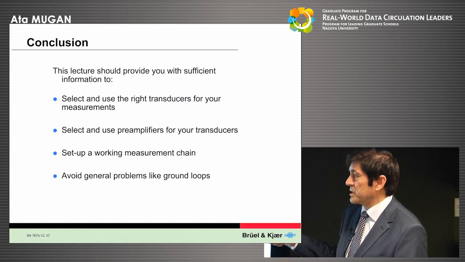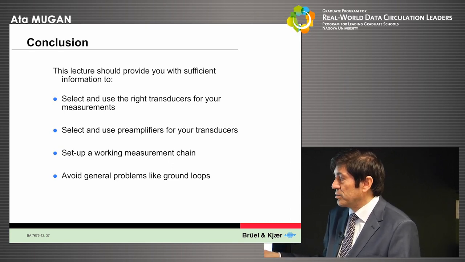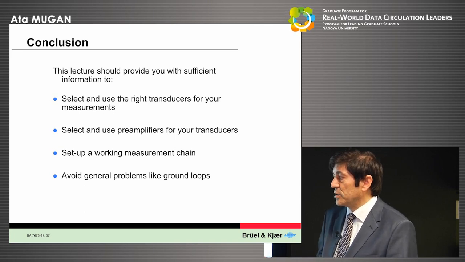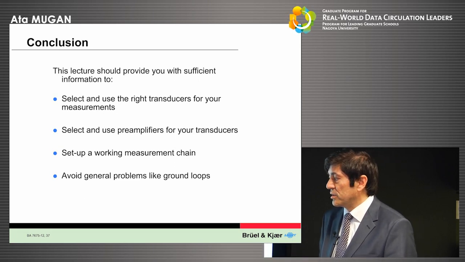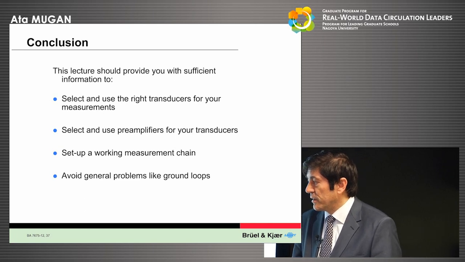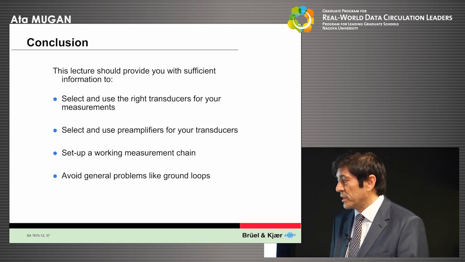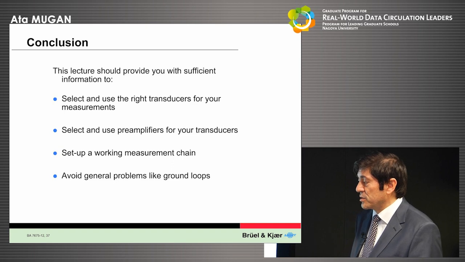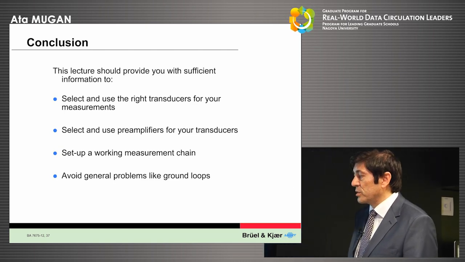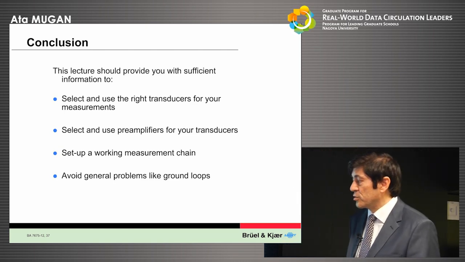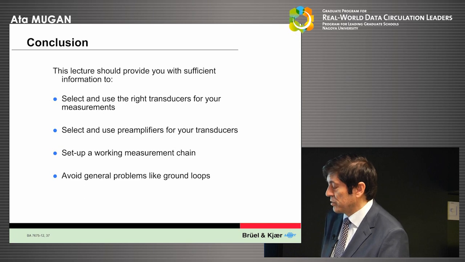And then I complete my presentation with a brief conclusion. We should select the right transducer. The preamplifier should be used because the sensor outputs are very low. Measurement system should be considered, ground loop connections should be considered. How to attach the sensor to the component should be considered carefully. And here, there are some rules. All the measurement system and sensors should be connected to the same ground loop. These are the main points of this presentation.